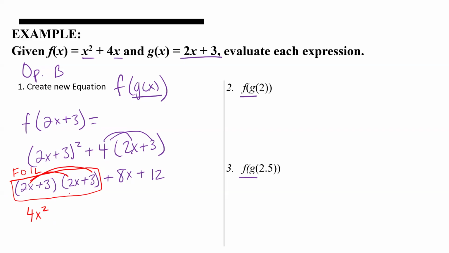Because x times x is x squared. And that gives us 6x. Yes. Then you do the inside: 3 times 2x. And then you do your last two terms: 3 times 3, 9.